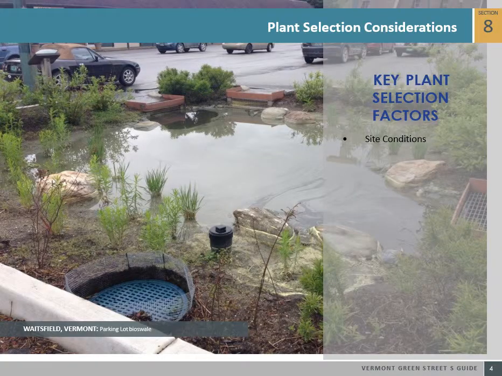Selecting the right plants for a project takes time, but is well worth the effort. Like humans and animals, plants are affected by their habitat. That is, different site variables and constraints can determine whether a plant thrives or dies. The following slides will discuss key plant selection factors. One of these is site conditions, which includes considering the site's limitations both above and below ground.